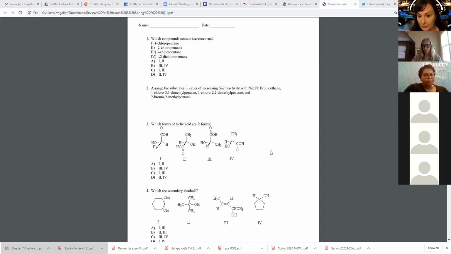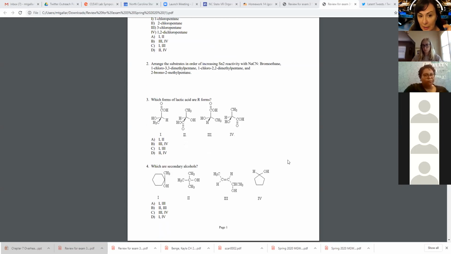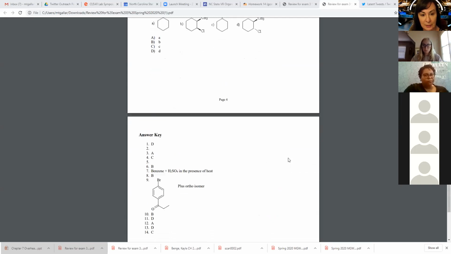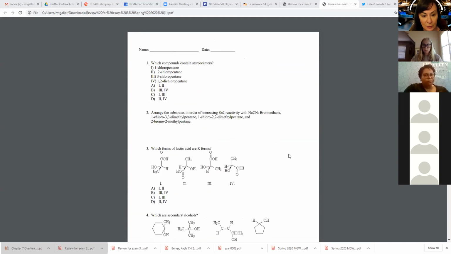The methyl group, okay? So once you build your models, you should be able to figure out, according to the answer key, which is down here, that A was the correct answer to number 3.